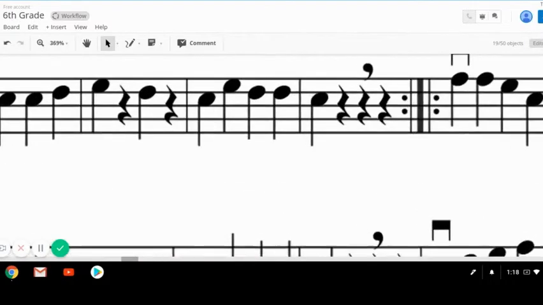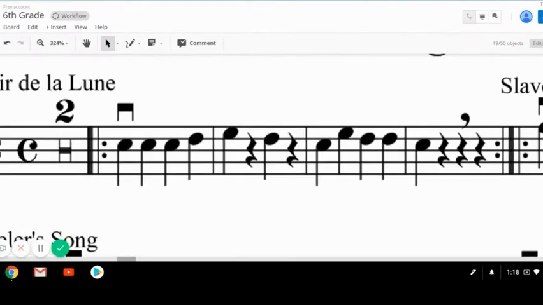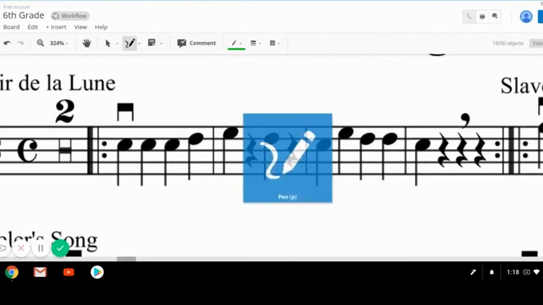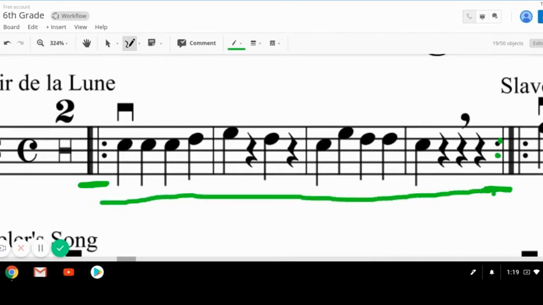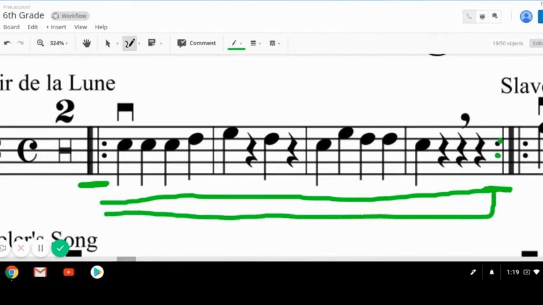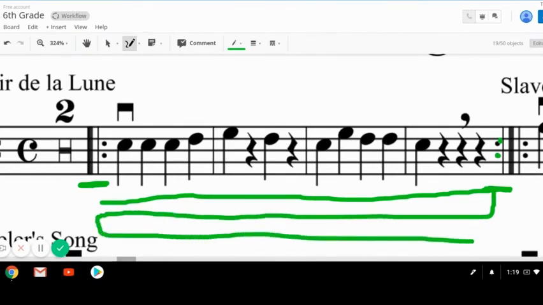Repeat sign. On our music, let's talk about a repeat sign. Here we have a starting repeat and an end repeat. When we play this song, the repeat sign means to play it a second time. Remember, there's 2 dots, second time. We play the music, and then when we get done, we go back and we play it again, and then continue on.